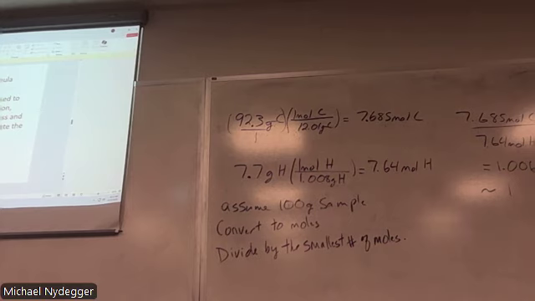So what does this tell us? What it tells us is for every 1 mole of carbon, I have 1 mole of hydrogen. Or for every 1 atom of carbon, I have 1 atom of hydrogen. That's exactly right.